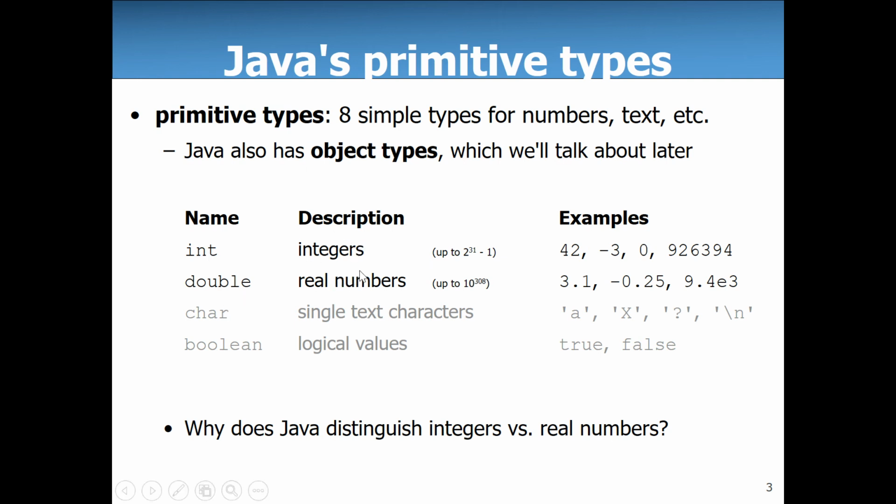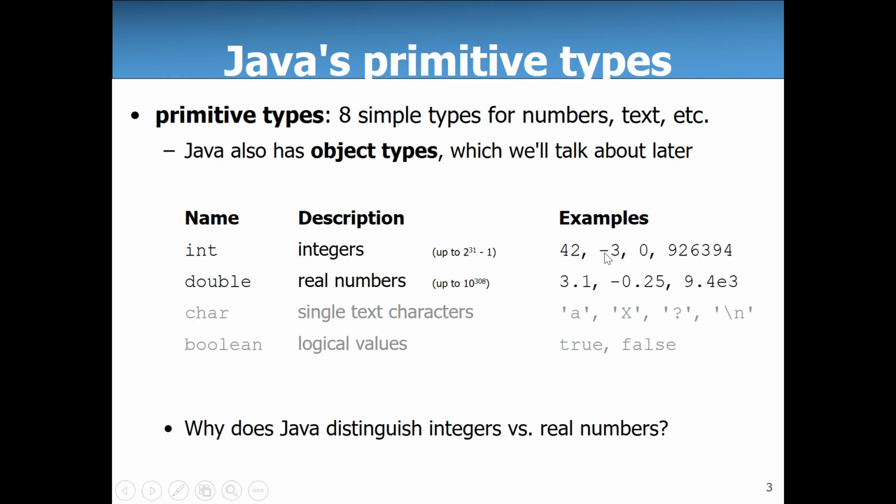Doubles we use for real numbers up to 10 to the 308th power, which is an obnoxiously huge number. And remember, doubles are 64 bits. These ints are 32 bits, so 4 bytes and 8 bytes each.